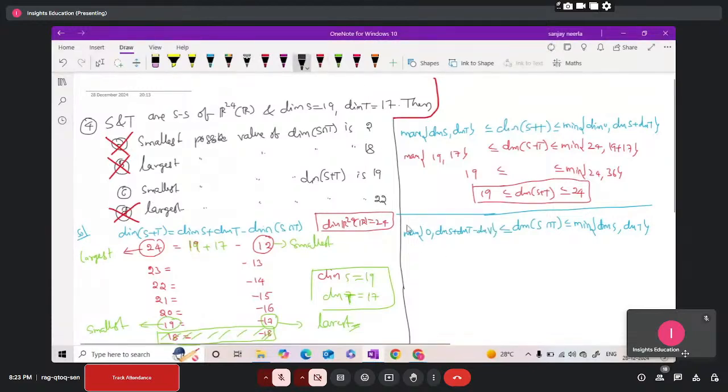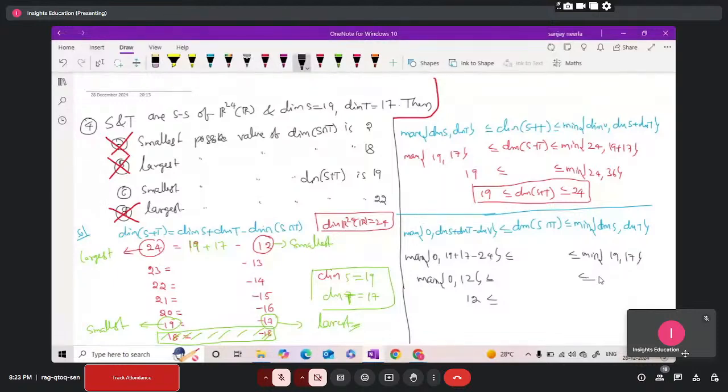Now come to the left hand side. The maximum of 0, 19 plus 17 minus 24. That means maximum of 0, 36 minus 24, which is 12. So the left boundary is 12. Right boundary is minimum of 19 and 17. Obviously we'll get 17. So adhe manaku vachina answer.